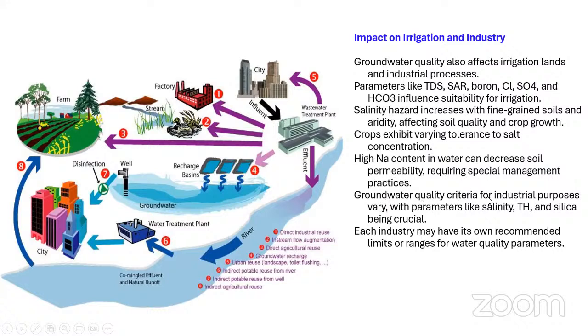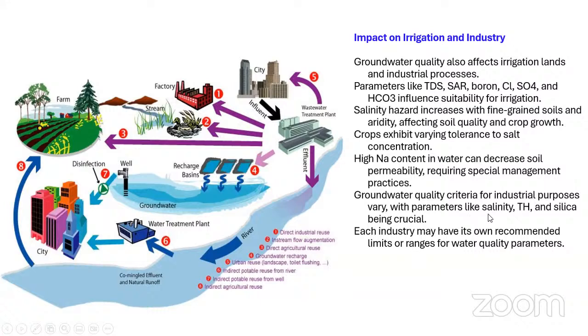Groundwater quality criteria for industrial purposes vary with parameters like salinity, total hardness, and silica being crucial for industrial suitability. When we talk about the quality of groundwater for industrial purposes, we should know the percentage of total hardness or salinity of the particular water sample. Total hardness and total salinity may cause boiler problems in industry.